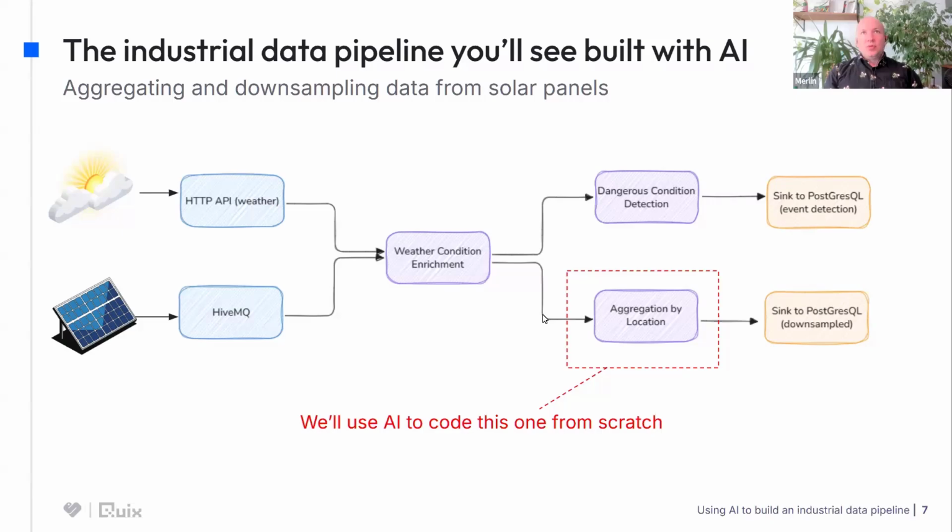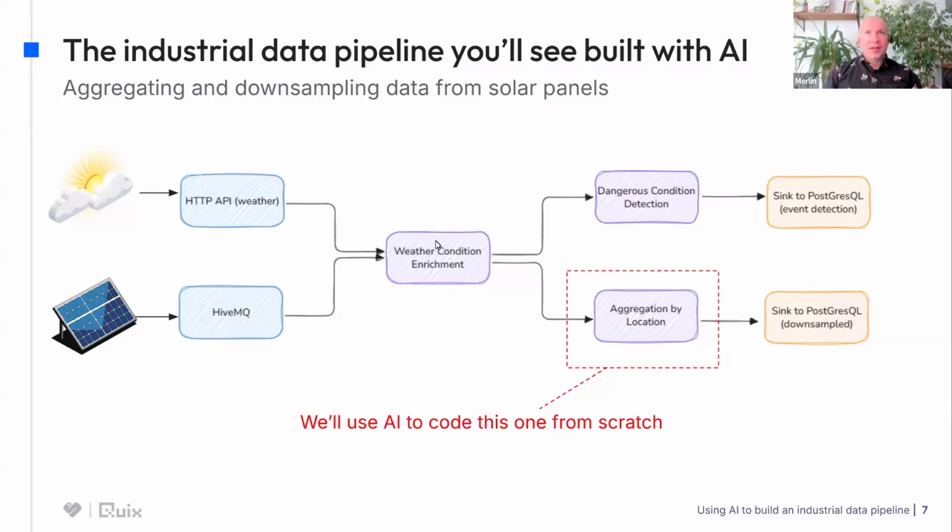And then we're going to read from that processing step and then have dangerous condition detection in case the weather is too stormy or what have you. And we're also going to get some stats aggregated by location so that we can get a high level dashboard of what location is producing what power.